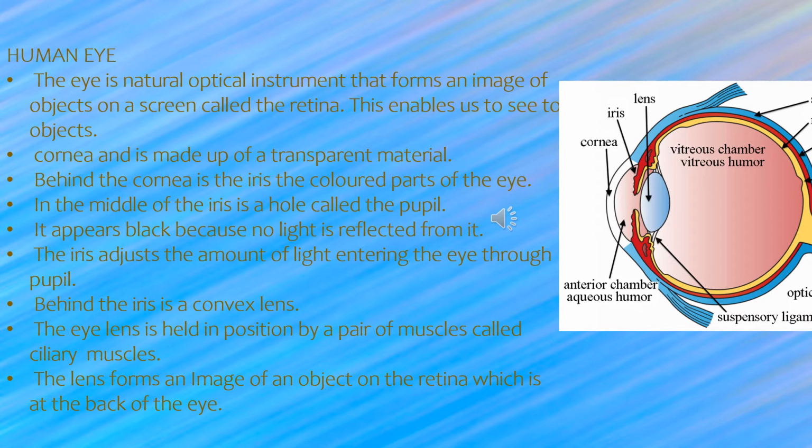After that, you can see the colored portion of the eyeball, we call it the iris. Inside the iris, you may view another small circle. It's an opening, we call it the pupil, where the light passes through without any reflection. It is just a dark area. And the iris adjusts the amount of light entering the eye.